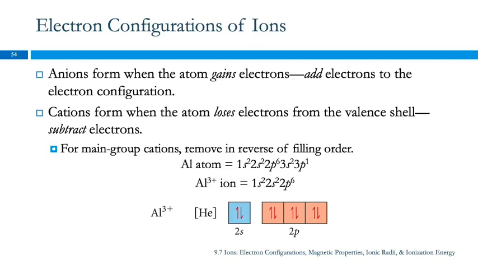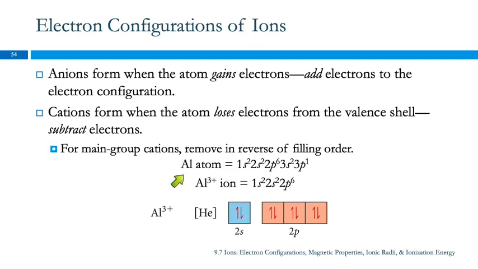When cations form, we lose electrons. And so then we have to take electrons away, but we have to make sure we're taking away the correct electrons. So we're losing them. They're being lost from the valence shell. For main group elements, it's pretty straightforward. You just go backwards from the order of filling.